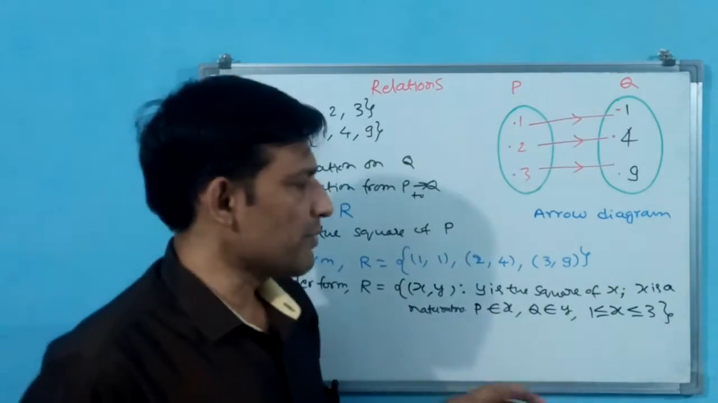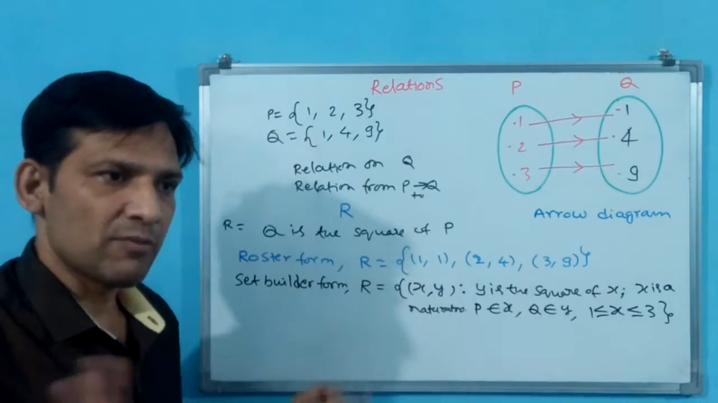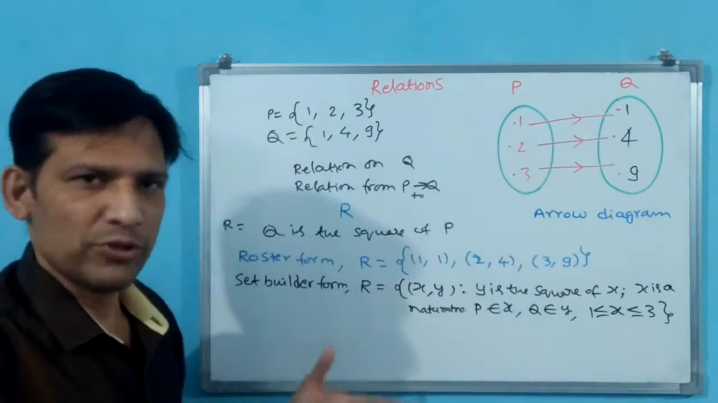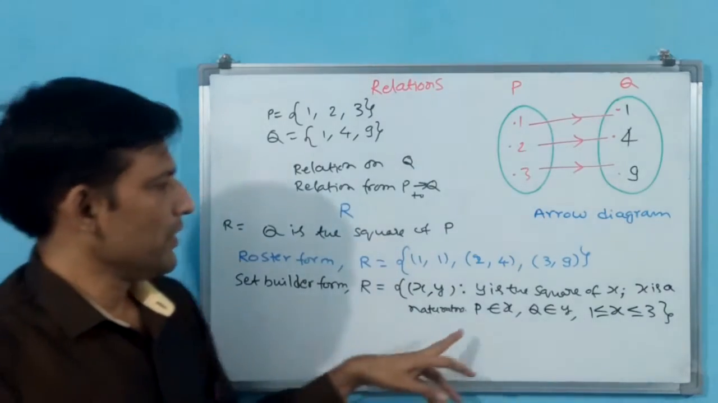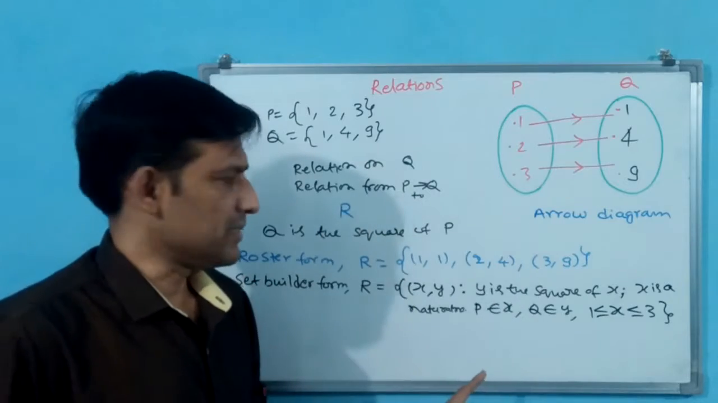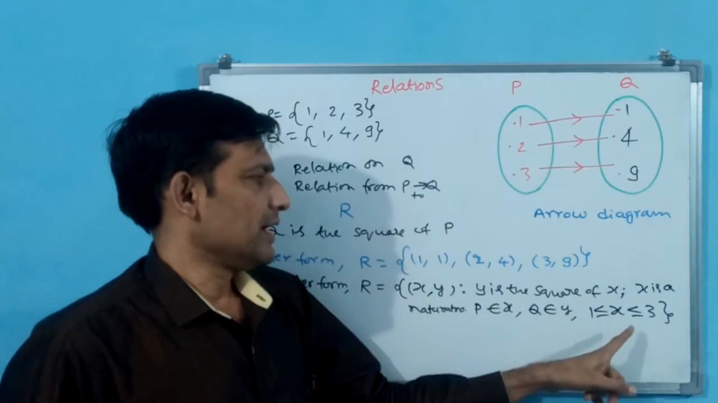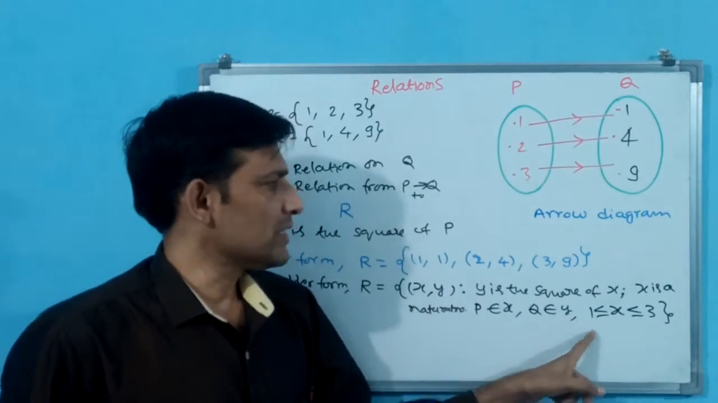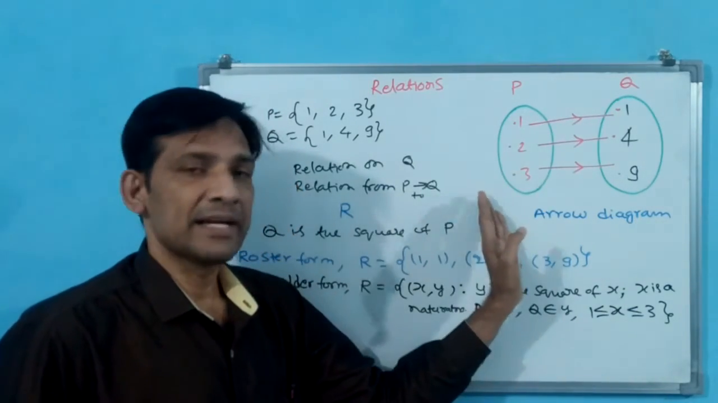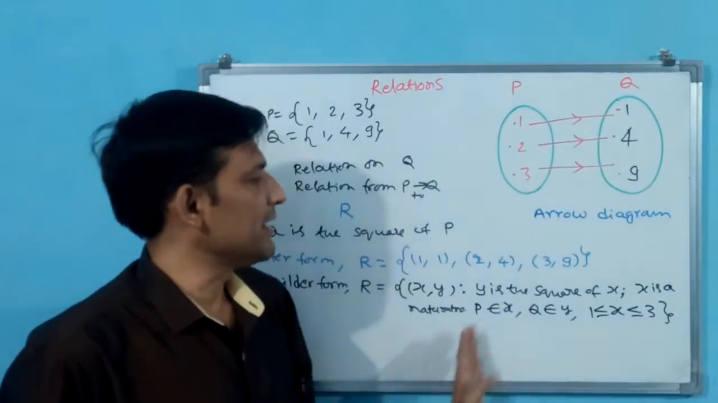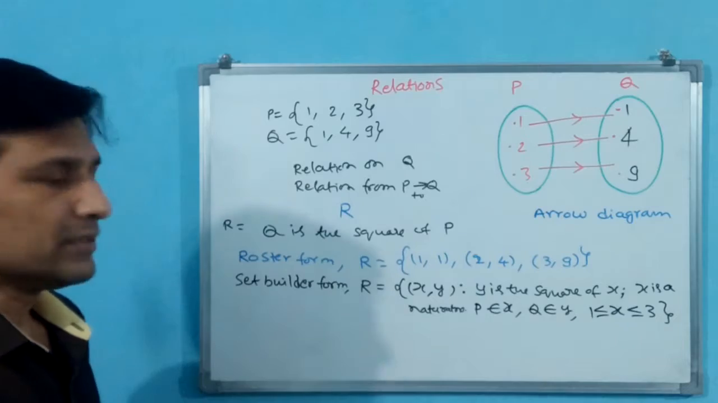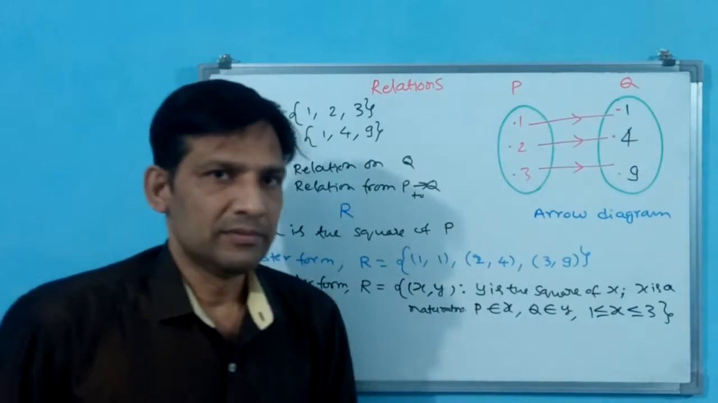Because like this we have written, whatever may be the number we could take, but that we should not. You should take natural numbers only. Natural numbers start from 1. P belongs to x, Q belongs to y, that also we have specified. And x is greater than or equal to 1 and less than or equal to 3. That means 1, 2, 3 only we have to take for x. Then y also will come accordingly. This is the representation of set builder form.